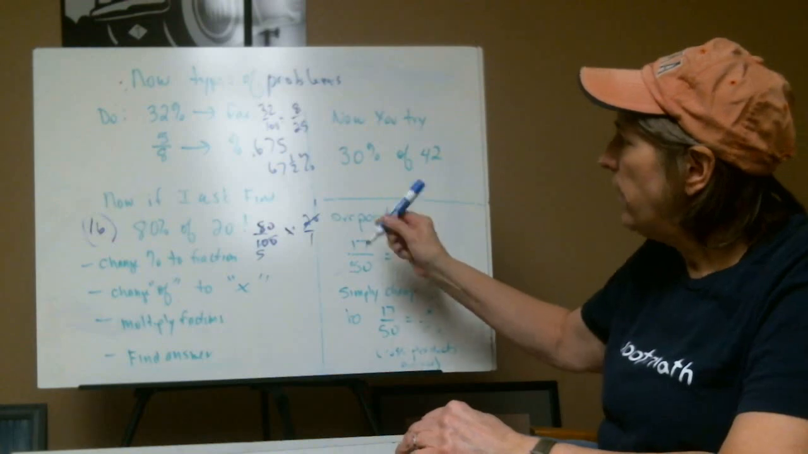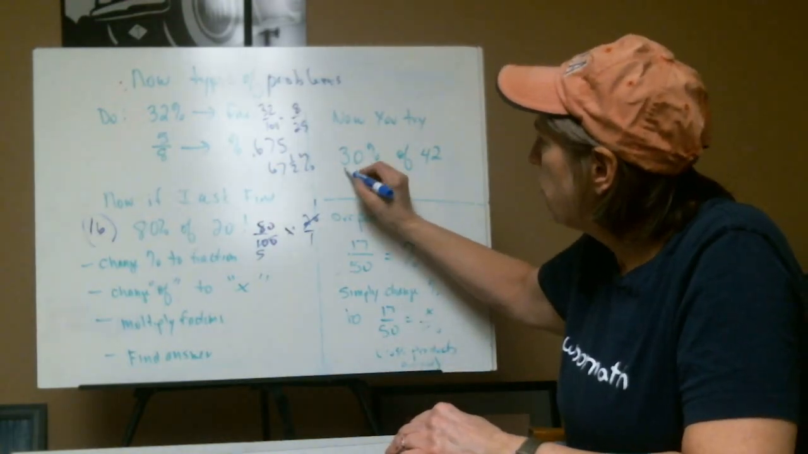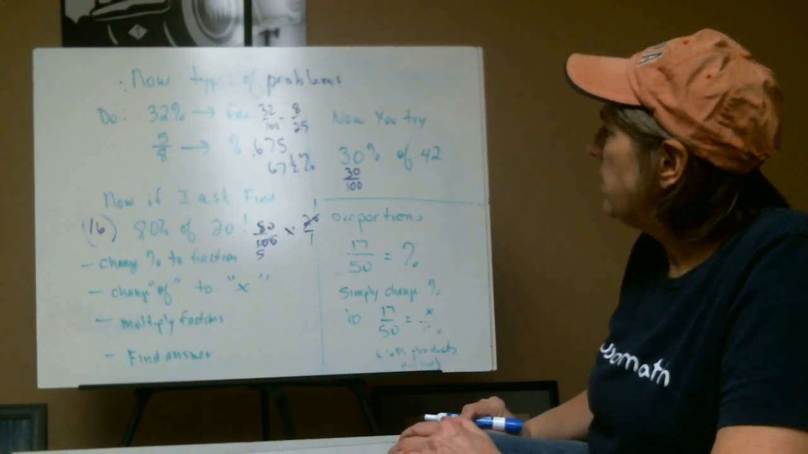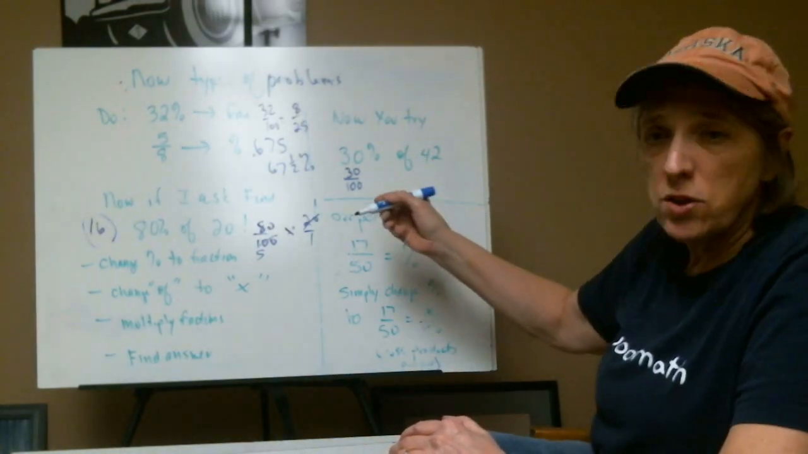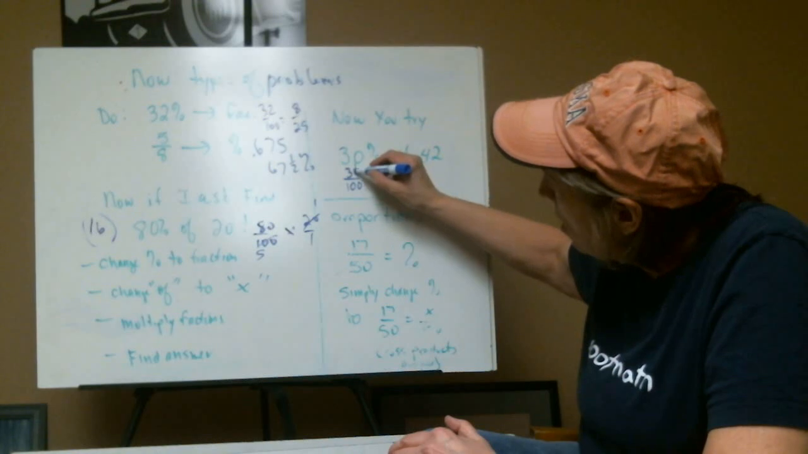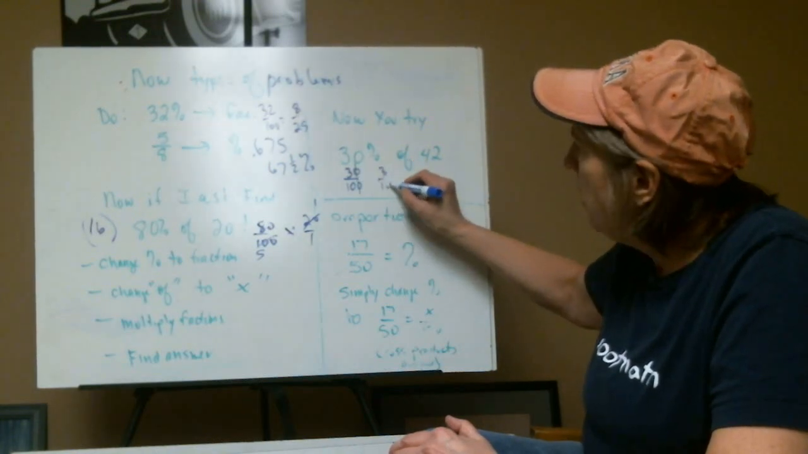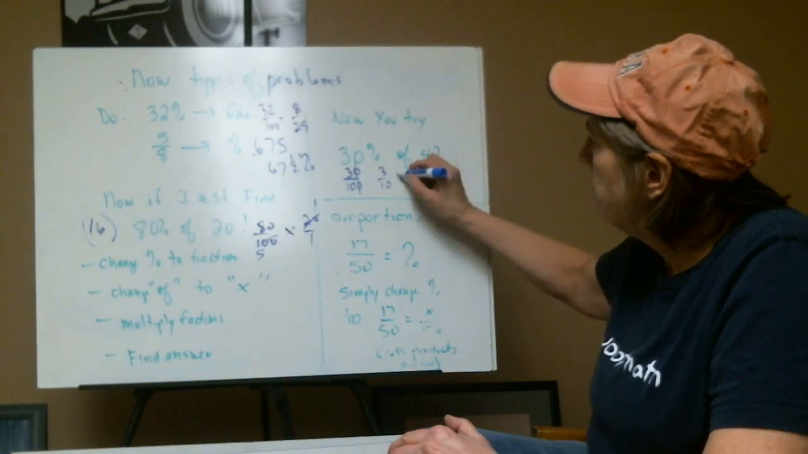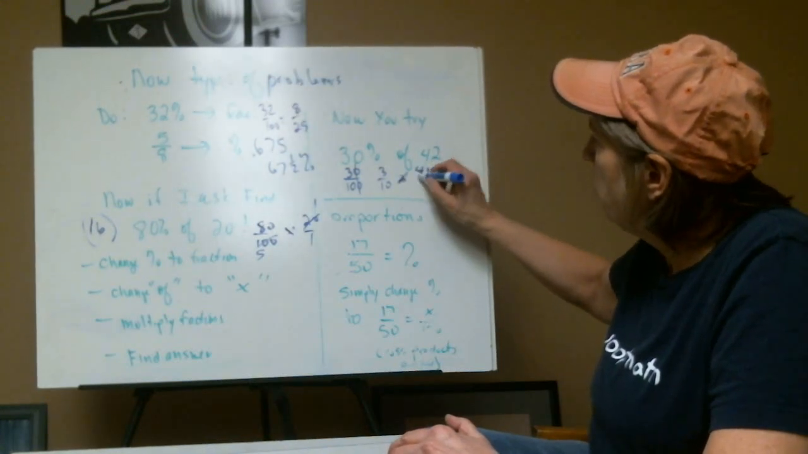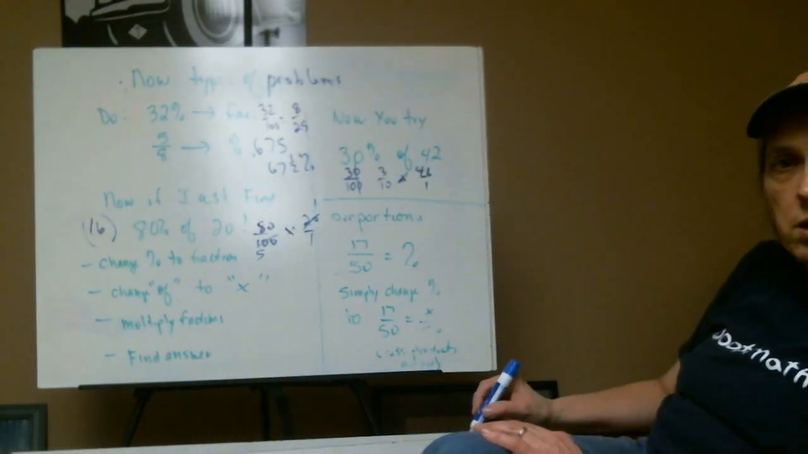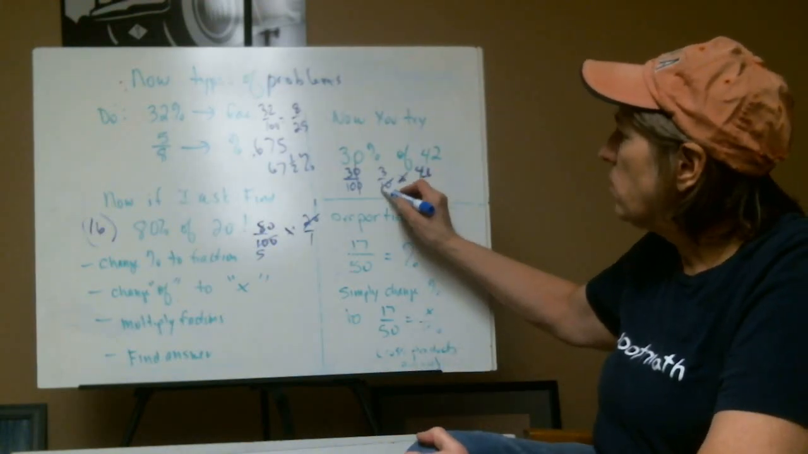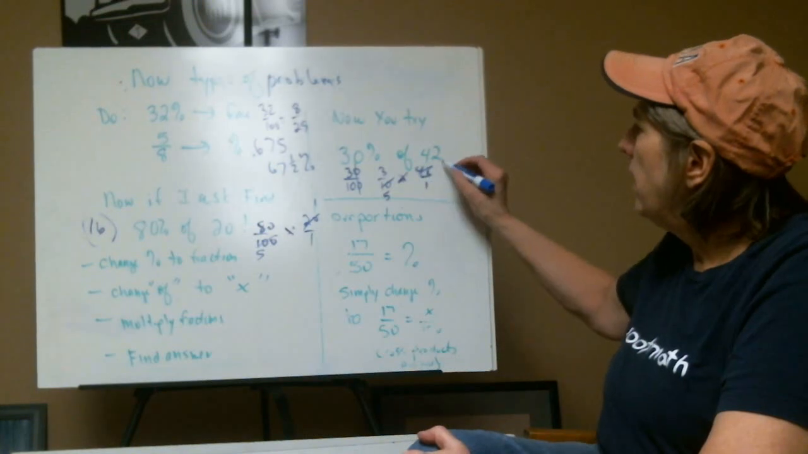Well, the first thing you had to do is change the percent to a fraction. In this case, we can knock those zeros off and make it 3/10, change "of" to multiplication, and then we'll have 42 over 1. Right? Now, when we do this, I'm going to cross cancel. I get 5 and I get 21.